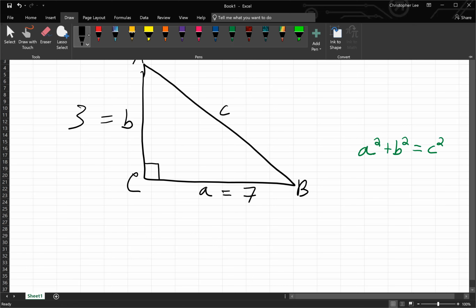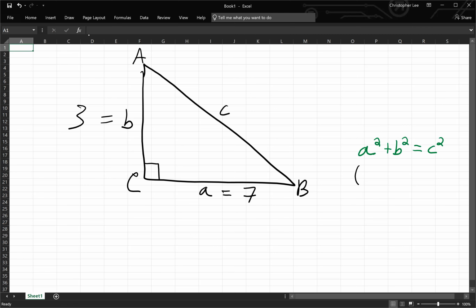And then after that, just plug it in. You know what A is. What's A? 7 squared plus, what's B? 3 squared equals C squared. Do the math. What's that? 49 plus 9 is equal to C squared. And then what's this? 58, am I right? Is equal to C squared.